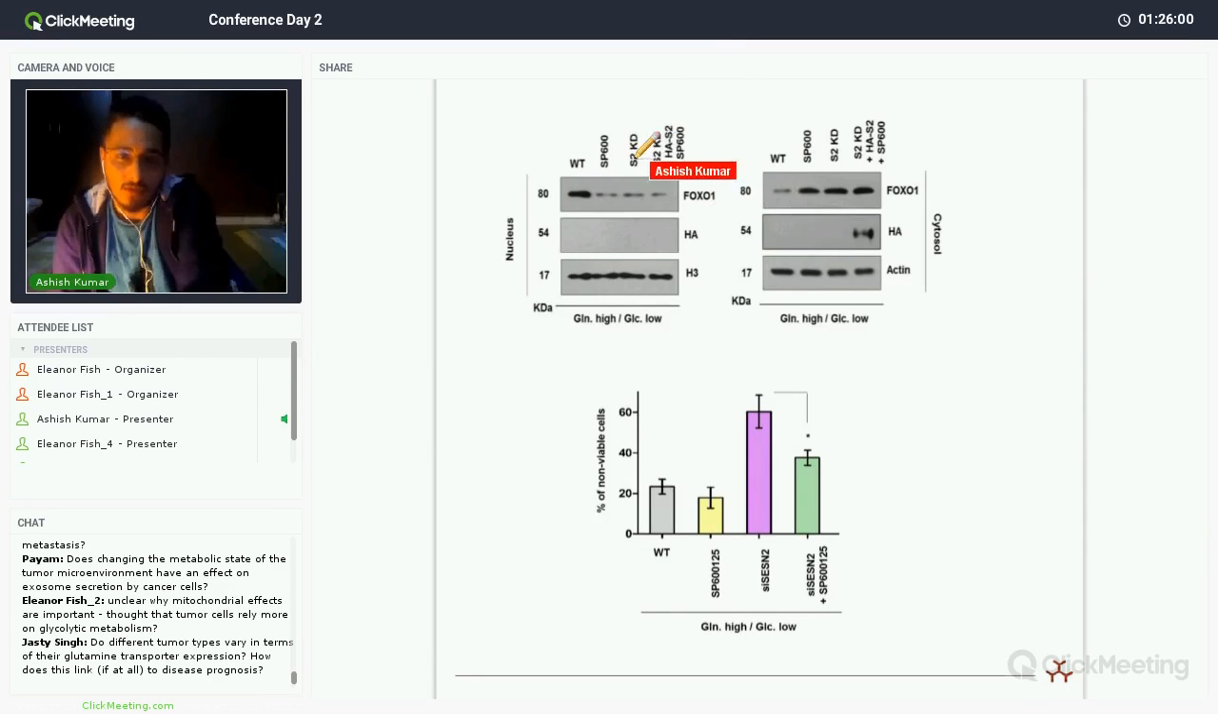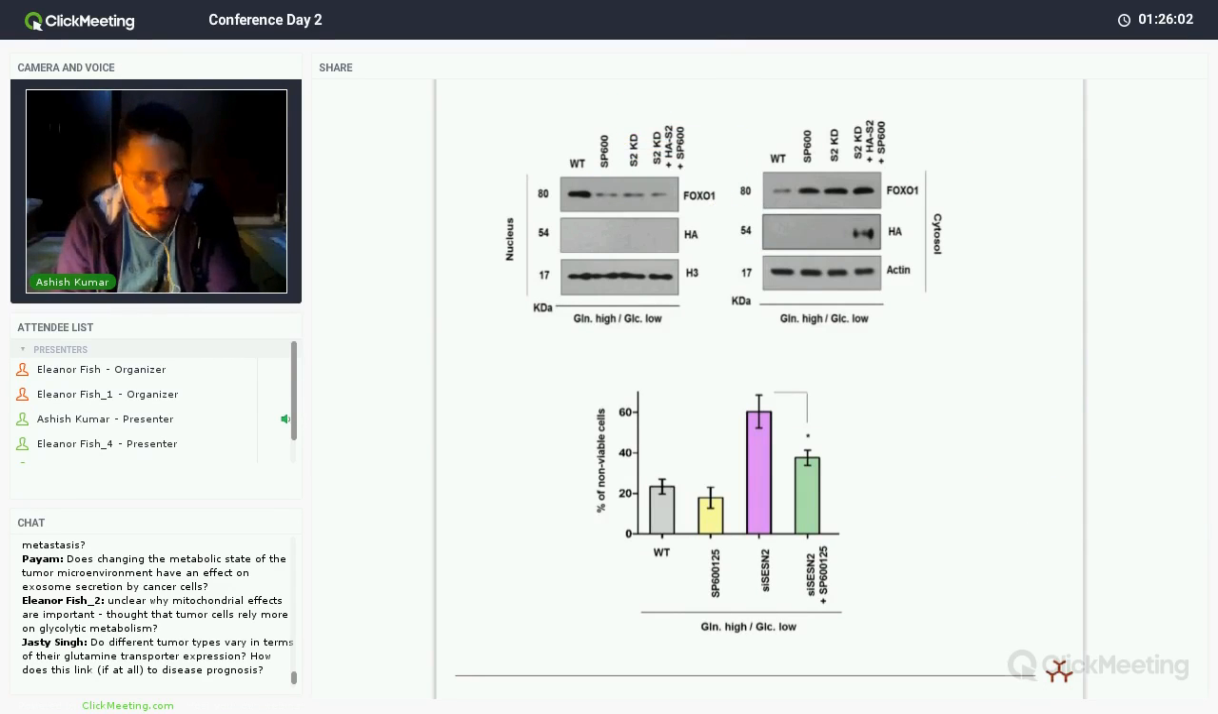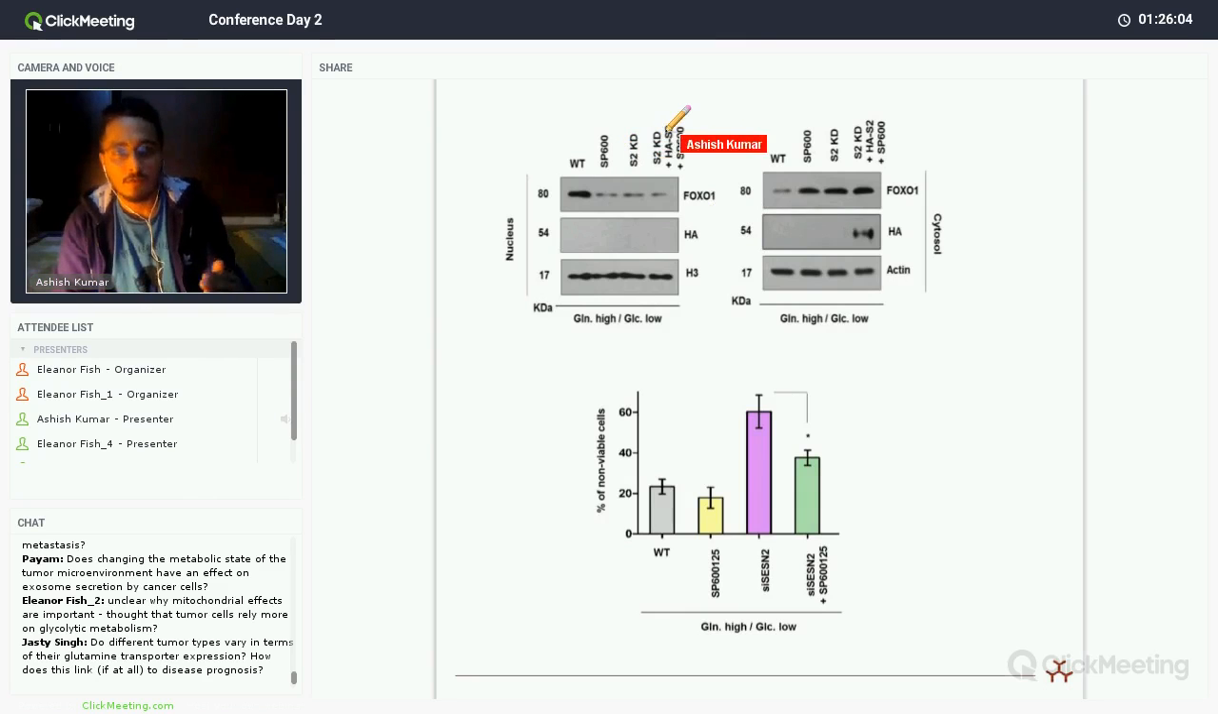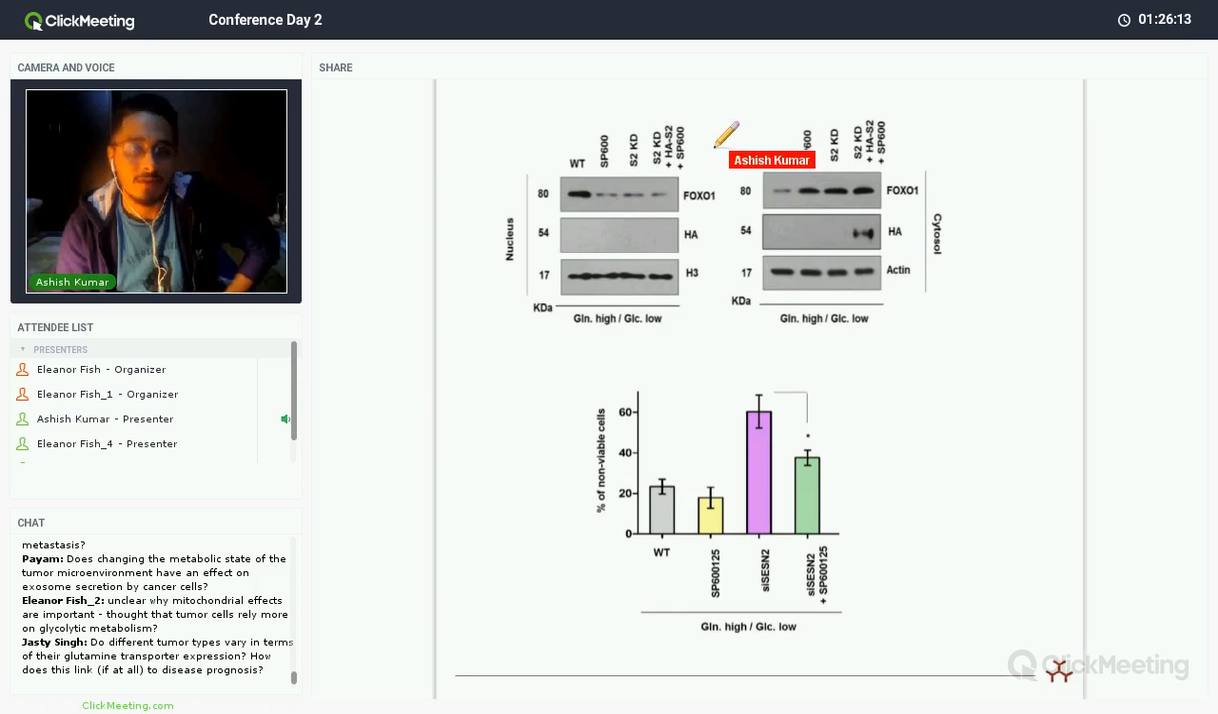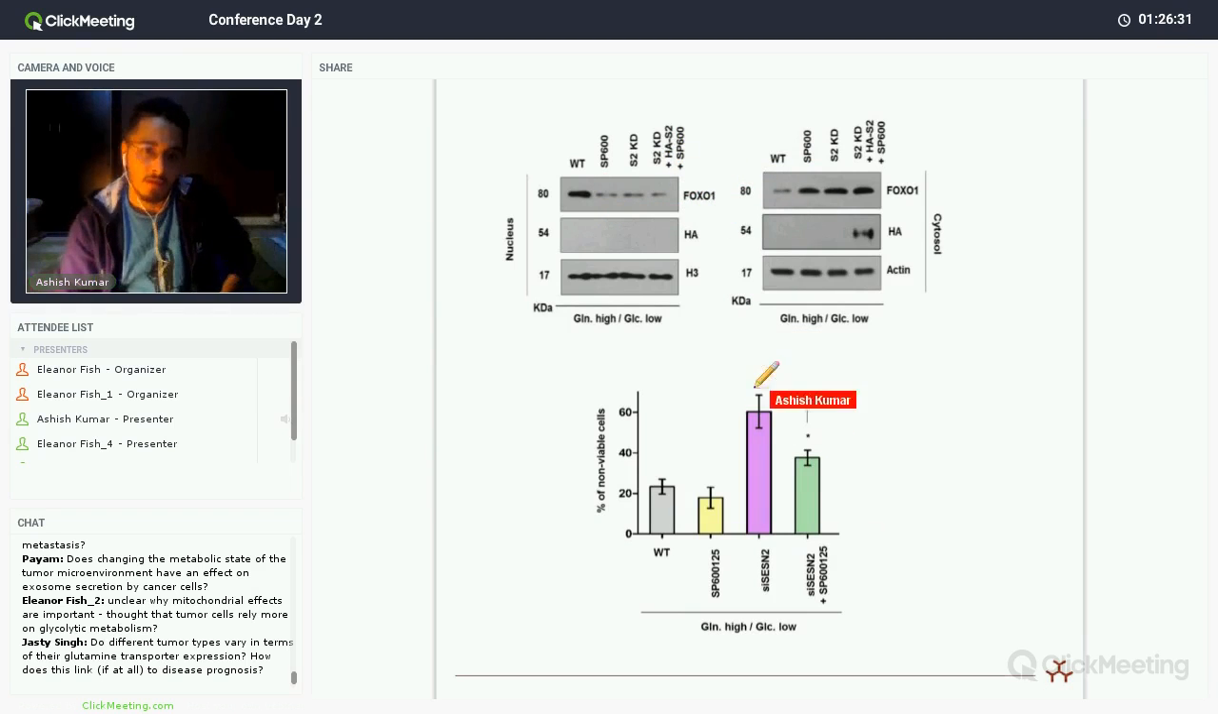As I had shown earlier, if you are knocking down the Sestrin2, then there will be less PGC1 alpha. But if you are reintroducing the Sestrin2 and inhibiting the JNK, then also there will be less PGC1 alpha. And when we checked the translocation of FOXO1 in this case, there was less FOXO1 in the nuclear fraction as well. So it shows that the activity of JNK is equally essential to influence the nuclear translocation of FOXO1.